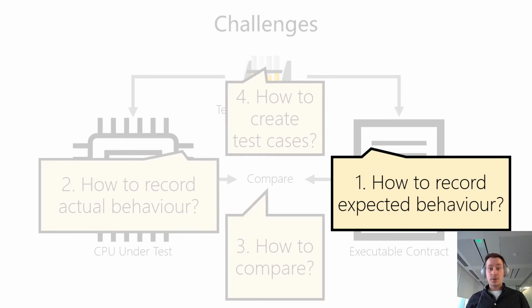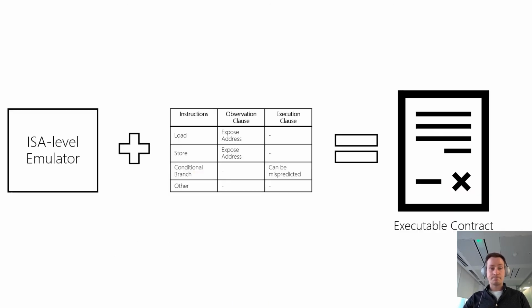We will begin with recording the expected behavior, creating the executable contract. To create an executable contract, we take an ISA-level emulator. This is our approximation of the executable ISA, and we extend it to implement the contract that we are testing against. So we combine the emulator with the contract to create this executable contract.